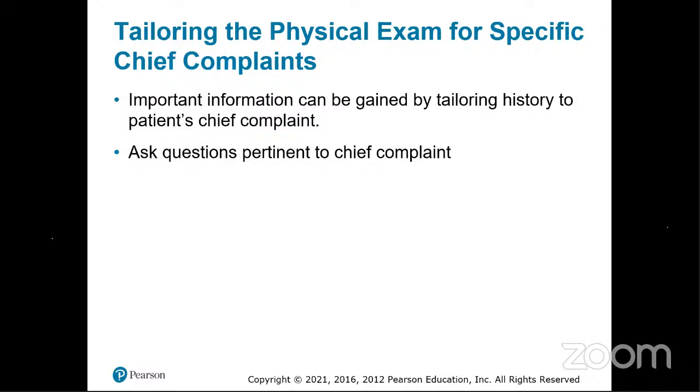Now, does the chief complaint necessarily mean that's what their diagnosis is? No, most of the time it's at least in the general area, but we're going to ask specific questions pertinent to that. And a lot of times if it's something different than what their chief complaint is, you can guide them through some of those things too.